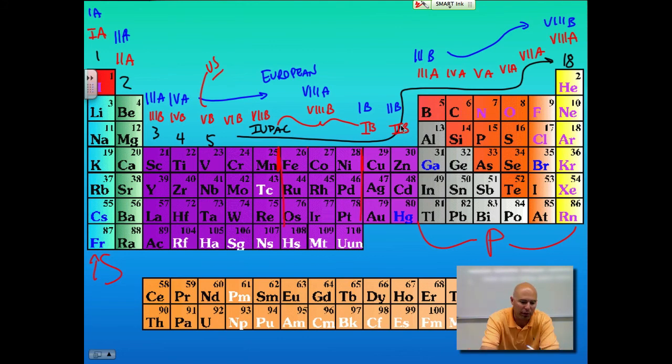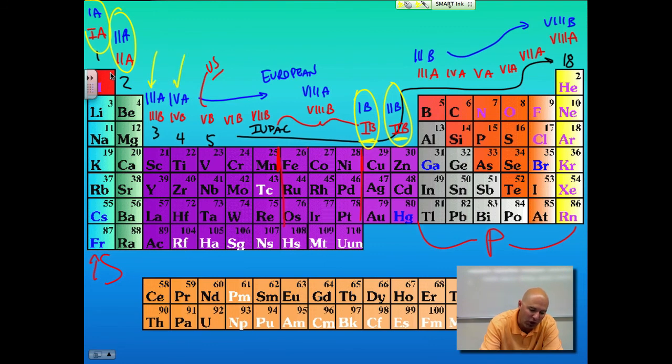Please notice, though, that in the U.S. and European ways, the 1A and 2A, and the 1B and 2B are the same. That helps me remember that the U.S. has that 1 and 2B over here, and then it goes 3. And notice that all the numbers, 3s, 4s, 5s, 8s, whatever it might be, are all the same for both the U.S. and the European way. Okay? So those are ways of labeling the periodic table.